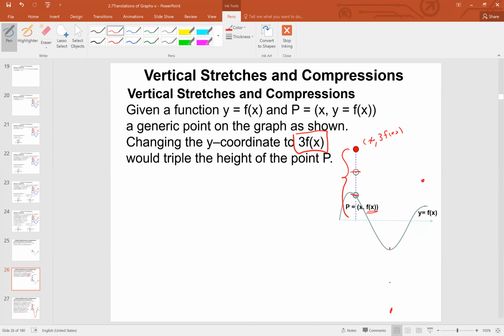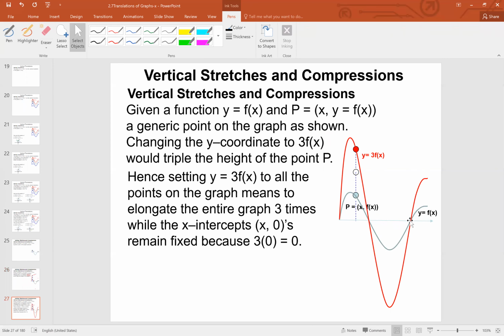If I do this to every point, then every height will be tripled. Notice 3 times 0 is 0, so those points don't move. So in this case, tripling the height of every point, I wind up stretching the original curve 3 times as high. And at the 0 place, they don't move, they're fixed.